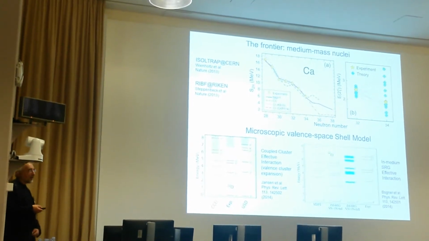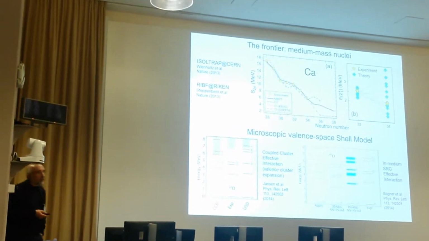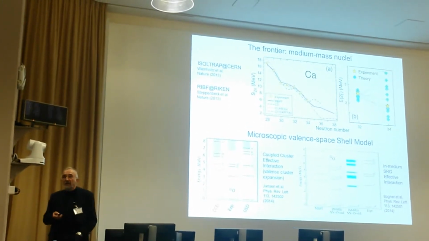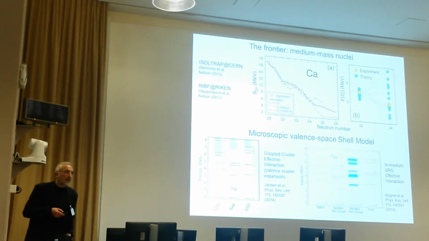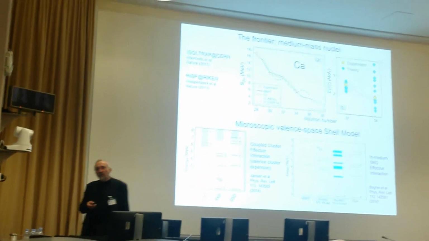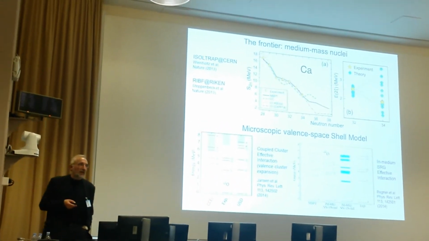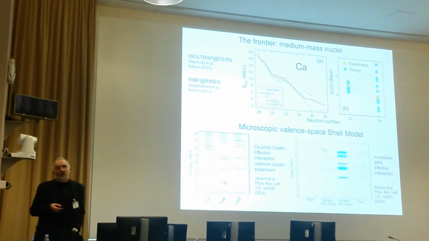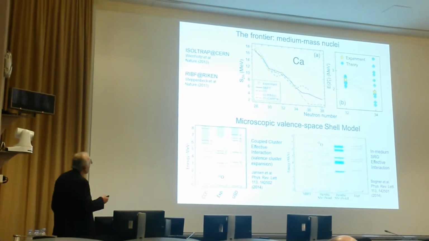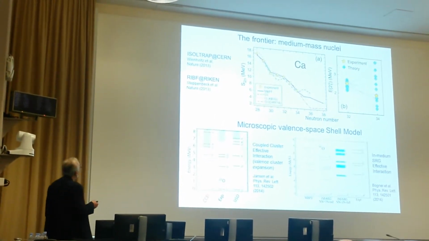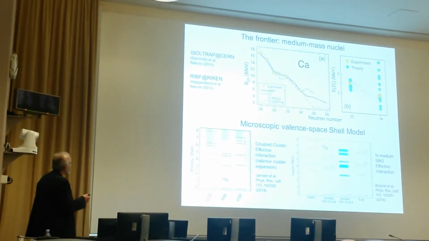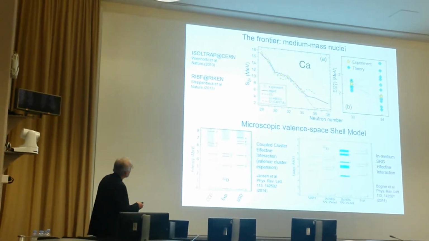The frontier right now is in calcium isotopes, very neutron-rich calciums. This is where a lot of action is in terms of theory and experiment. This is where the best ab initio calculations using coupled cluster approach can basically illuminate density functional theory. And you know this diagram very well. This is from a paper from ISOLDE in Nature. Those are two-neutron separation energies in calcium isotopes.